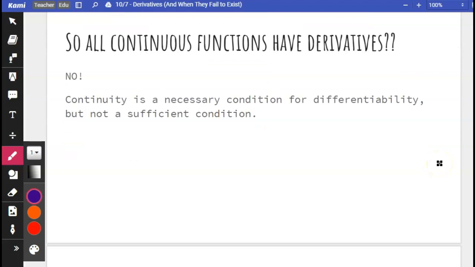So does this mean that all continuous functions have derivatives? The answer to that question is no. A lot of people confuse the idea, assuming that if something's continuous, it must have a derivative. Continuity itself is a necessary condition for differentiability, but it's not a sufficient condition. So if you're differentiable, you can assume you're continuous, but if you're continuous, you cannot assume that you're differentiable.